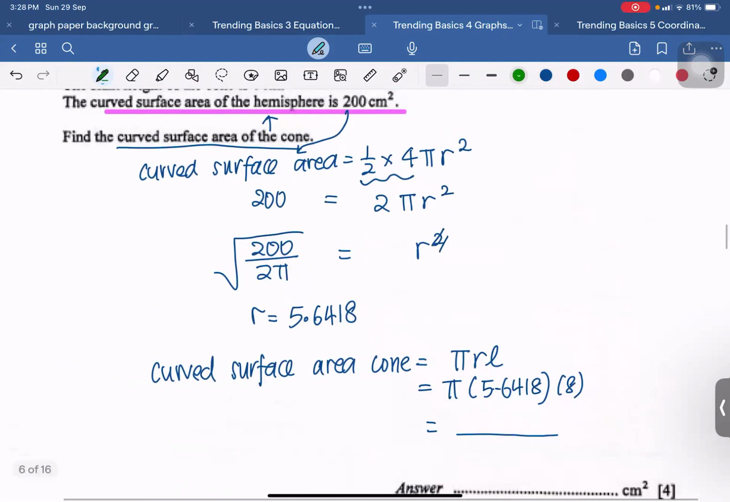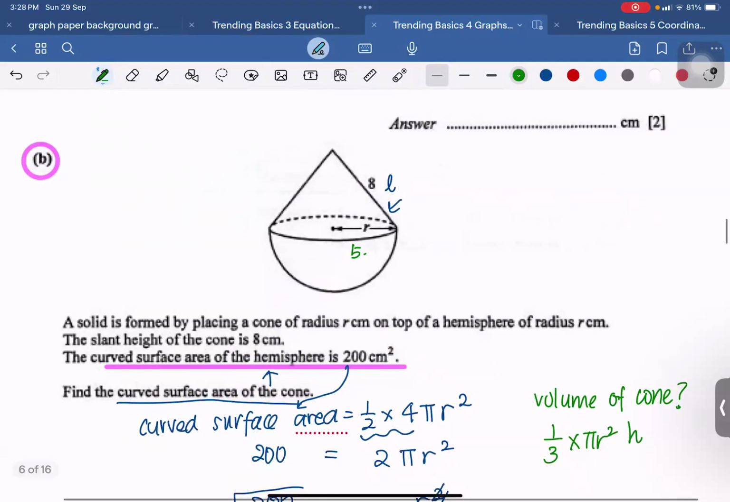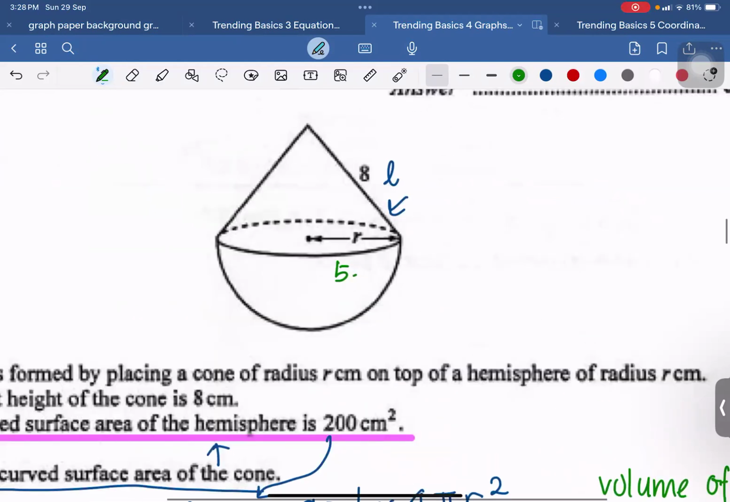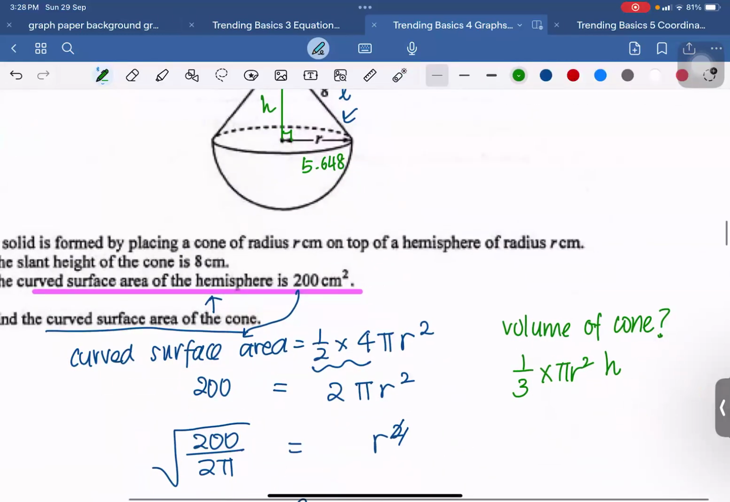What happens if the question asks you to find volume of cone? Volume of cone will be 1/3 pi r squared times the height. Now I give you that you have found the radius, 5.6418. This is my slant height, 8. How do I find this perpendicular height? Pythagoras theorem. Correct. So a lot of students, when they do until here, then they have a long working, they start to forget how to do. No, it can be found.